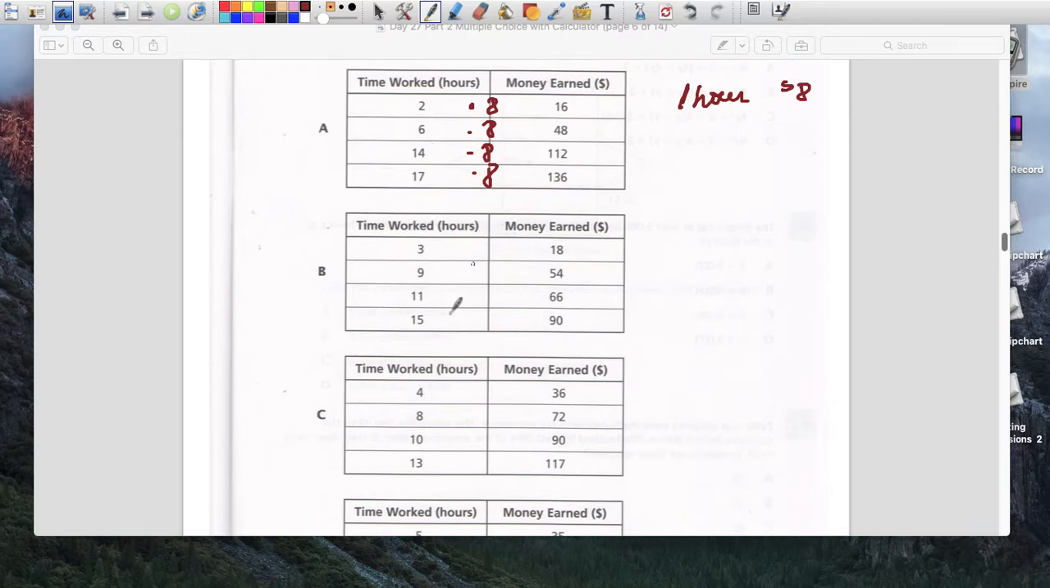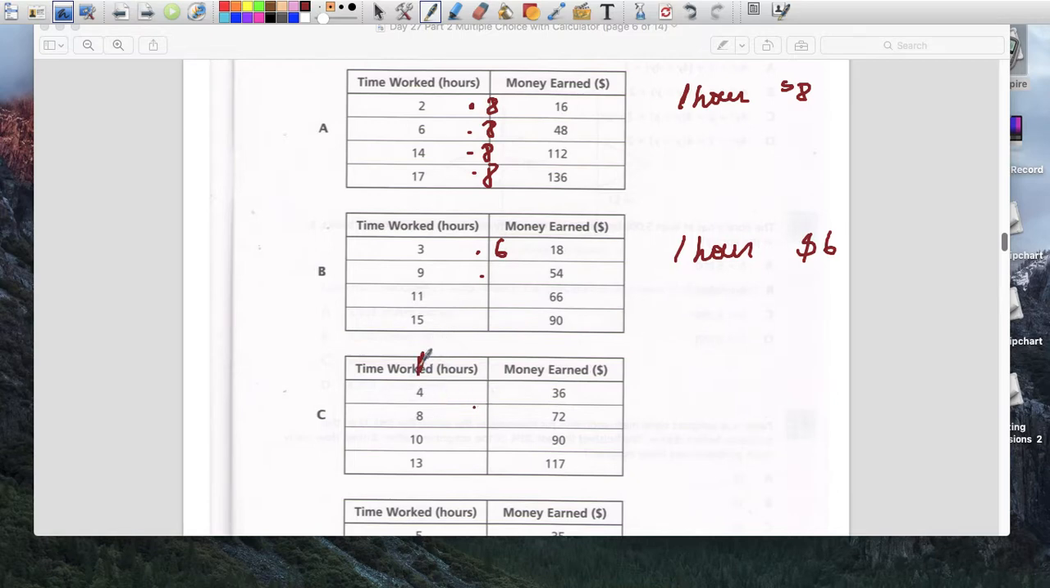Remember when we did this with the winking and the jumping jacks, we had to find something in common. In this case, the easiest one to find is 1 hour. So for each of these tables, find what happens when you work 1 hour. Here, table B, 1 hour, what's the relationship? Times 6, times 6, times 6, you would make $6.